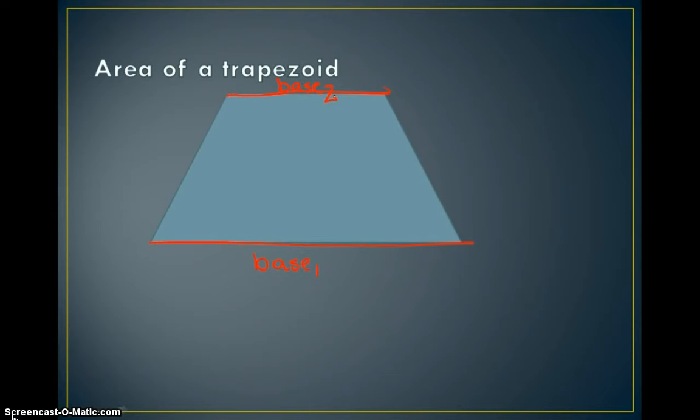The last thing we need to know is what we need to know in every shape so far, and that's the height. The height is that line going from the top of the trapezoid to the bottom and forming a 90-degree angle with each base. And that is my height.